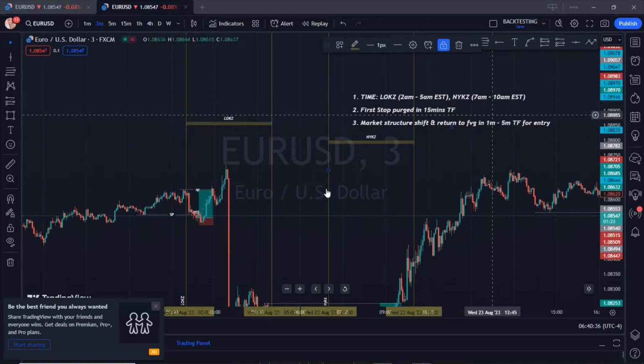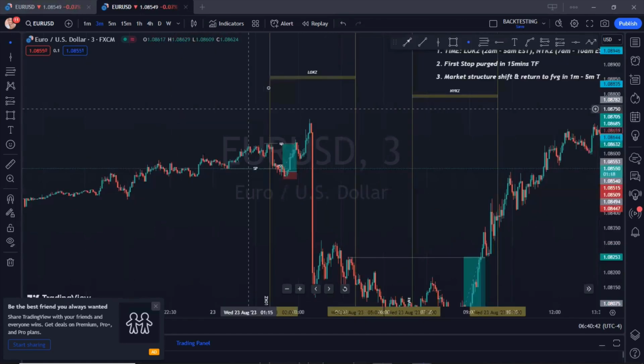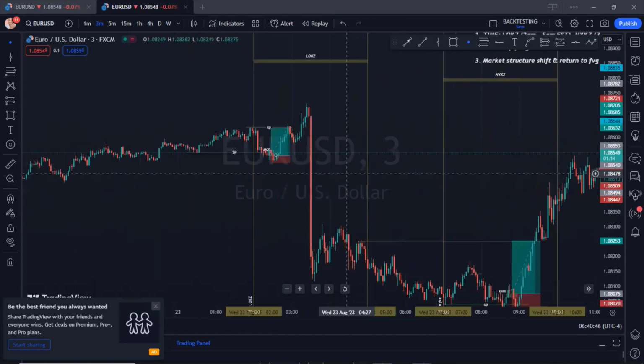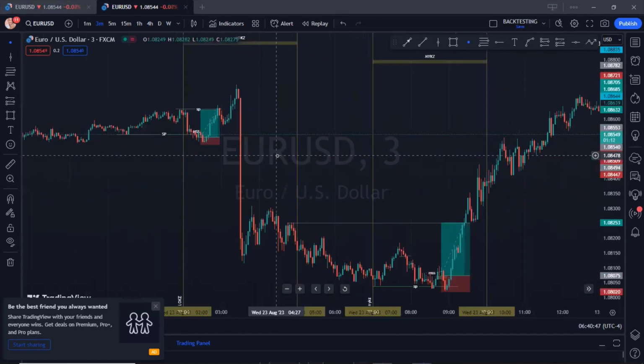to 10 a.m. So the second thing you are going to look out for is, once you have marked out your time, the next thing is to wait. The next thing is to wait for time, right? The next thing is to do what?